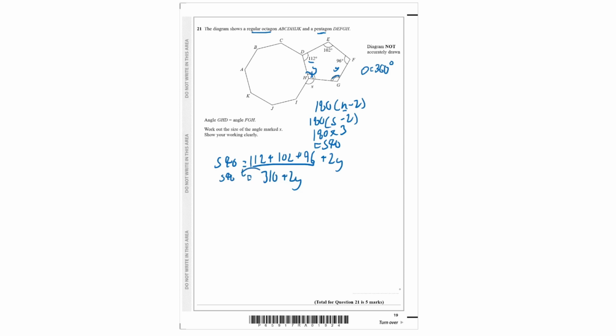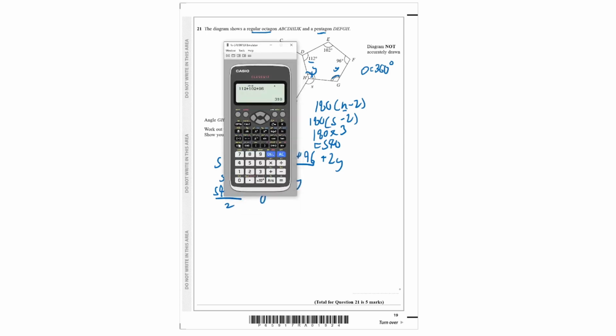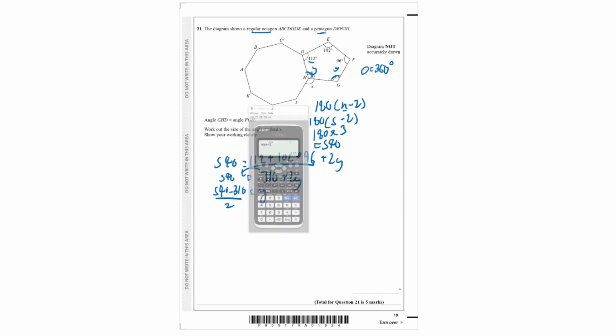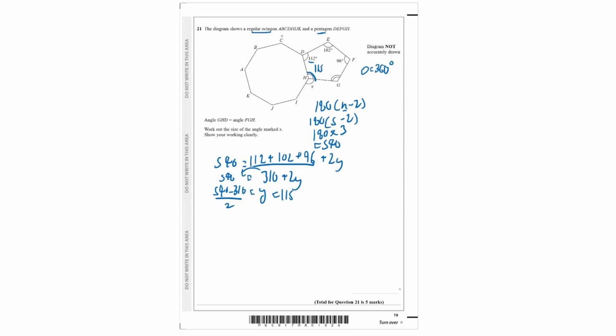We can then bring this to the other side. So we have 540 minus 310, divided by 2. This will give us y. We can find this out using our calculator: 540 minus 310 divided by 2. That means it is 115. So this angle right here is 115 degrees.